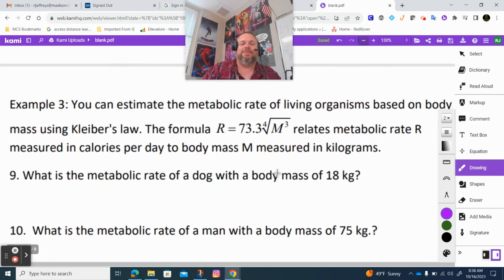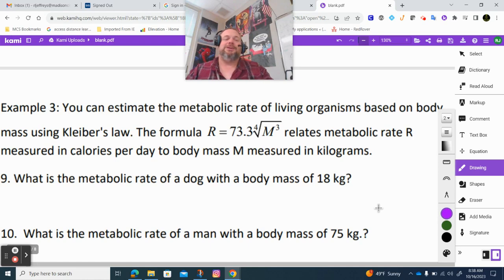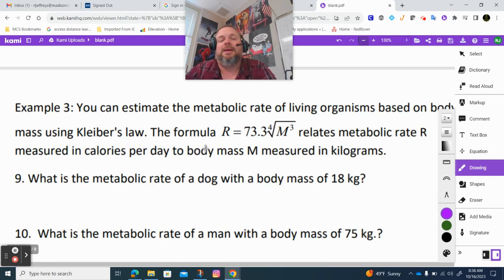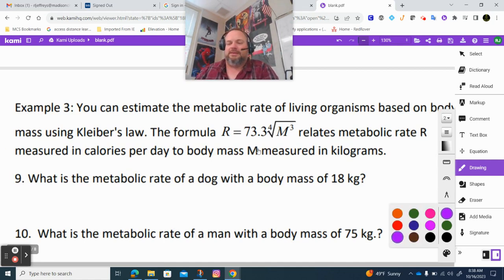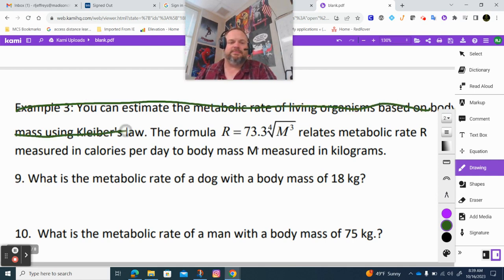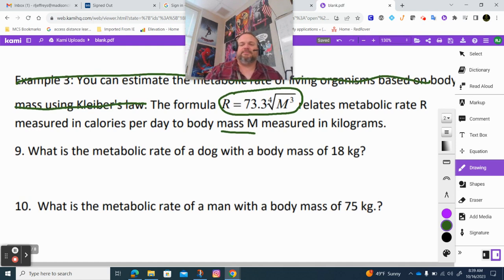All right. So you estimate the metabolic rate of living organisms based on body mass by this blah blah blah. Basically, let me help y'all out. We don't need to know any of this stuff right here. We need to know this. We know that M is the mass. Like for number nine, we would set it up like this. This is basically just a plug and chug.